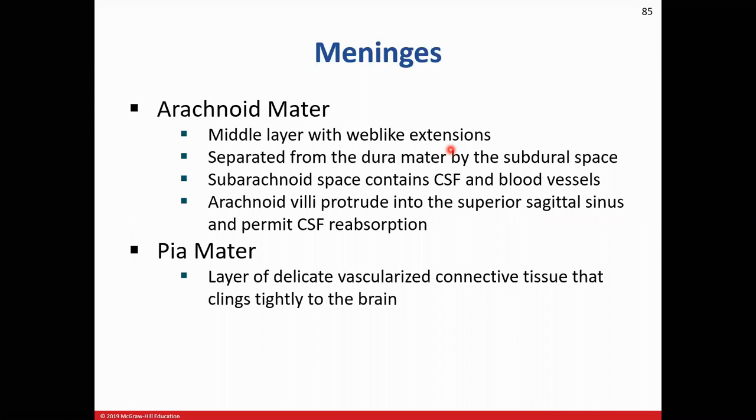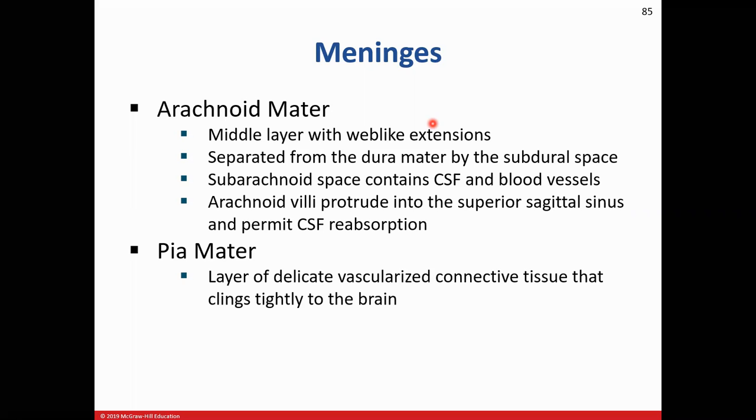And the arachnoid mater is just deep to the dura mater. It's the middle layer with web-like extensions, and it's separated from the dura by the subdural space. When we look at the subarachnoid space, it contains the CSF and blood vessels. So just below the dura, we have a subdural space, and just below the arachnoid mater, we have a subarachnoid space. We're also going to have these small little protrusions of arachnoid mater, and these are called arachnoid villi. And they protrude into the superior sagittal sinus, and they permit cerebrospinal fluid reabsorption.